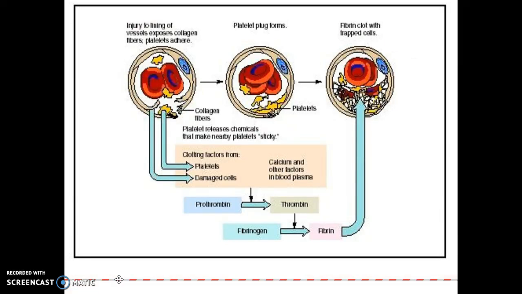All right. Basic little diagram, again, showing you get cut, your prothrombinase turns prothrombin to thrombin, thrombin turns fibrinogen into fibrin, boom, clot.